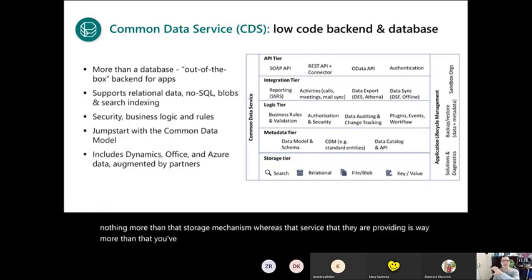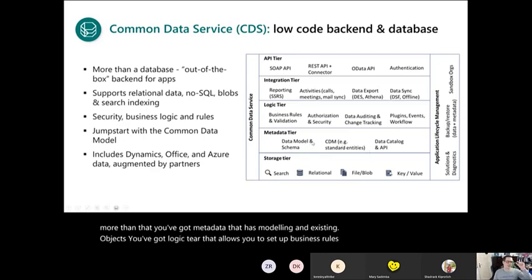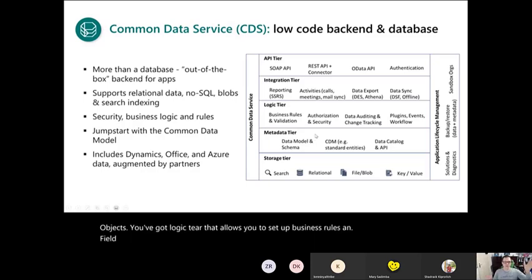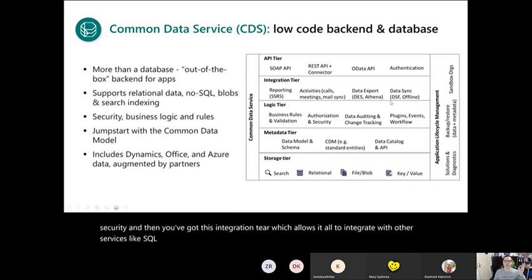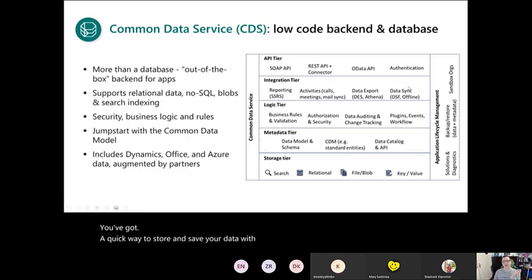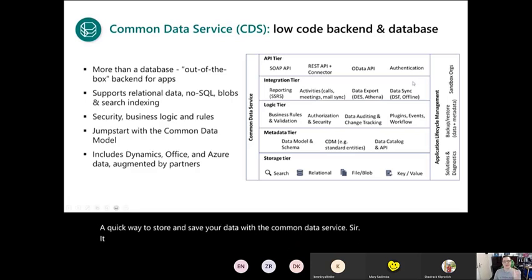You've got metadata that has modeling and existing objects. You've got a logic tier that allows you to set up business rules and field level authorization and security, so you can really get down to the nitty-gritty details of security. And then you've got this integration tier, which allows it all to integrate with other services like SQL Server Reporting Services, or maybe some kind of data export or syncing between other data sources. So you've got a quick way to store and save your data with the Common Data Service. So it is definitely something you want to look at from an organizational point of view.